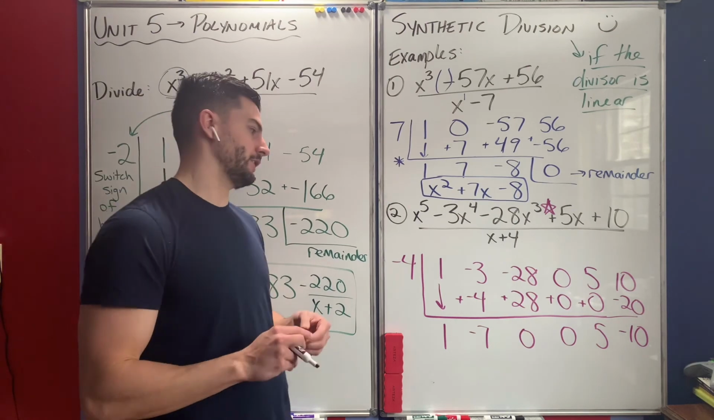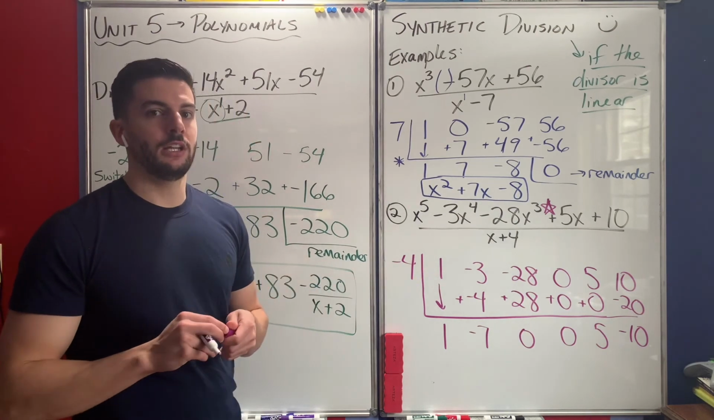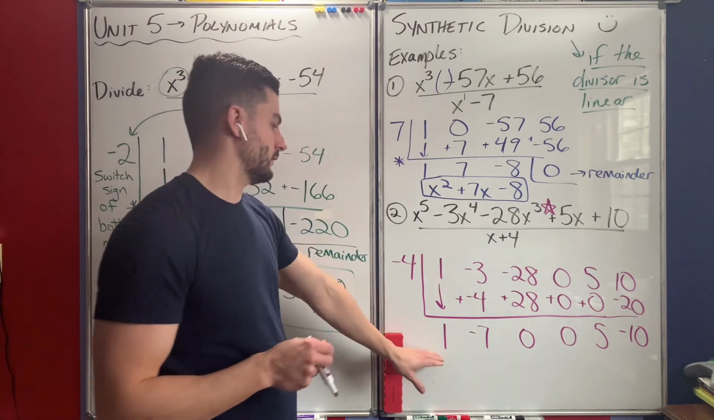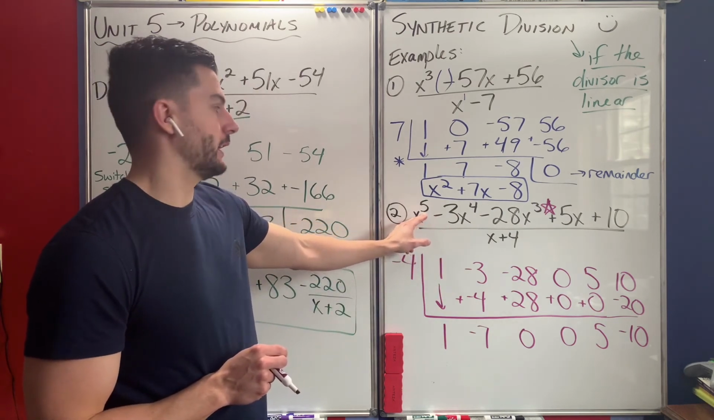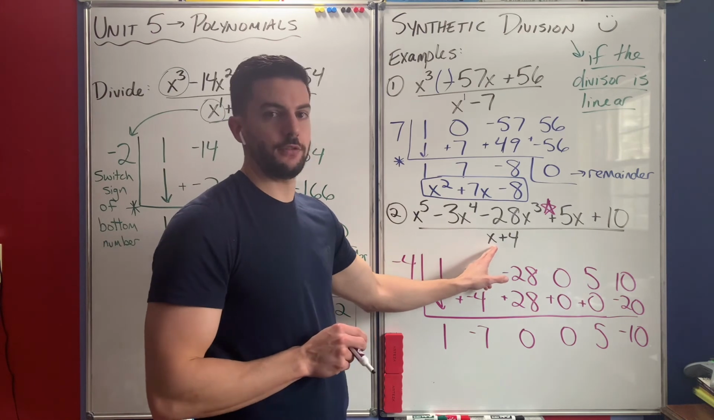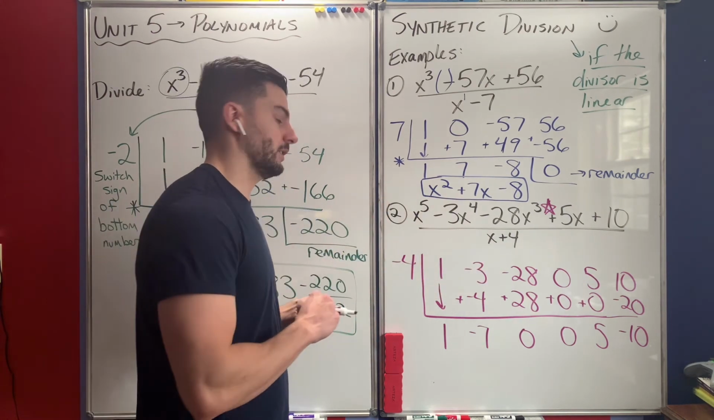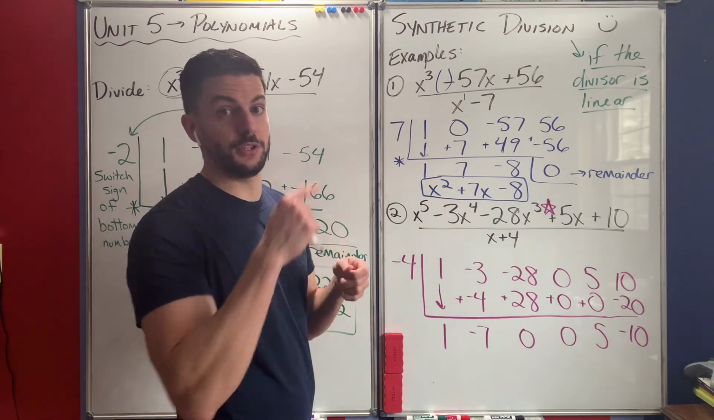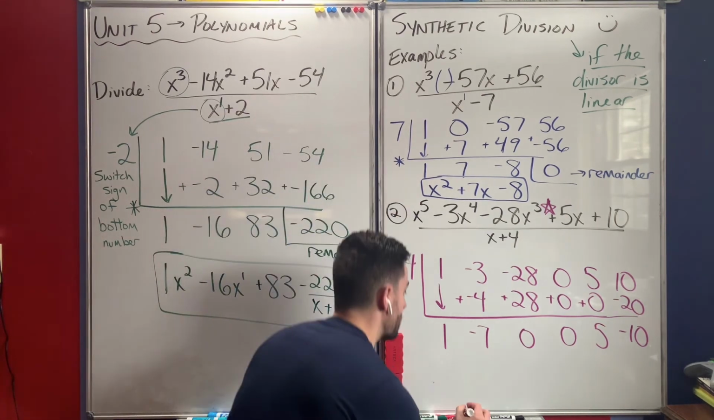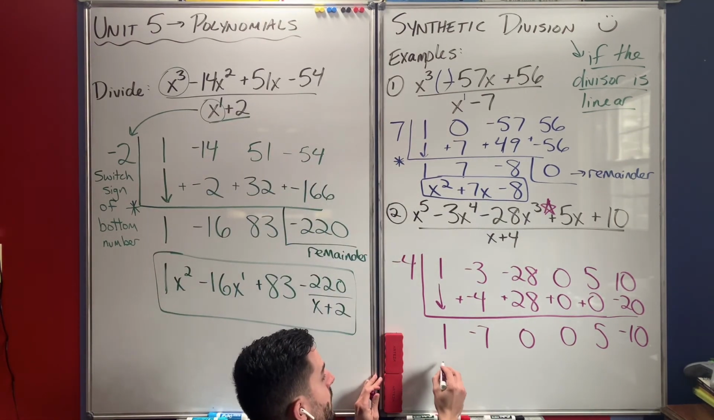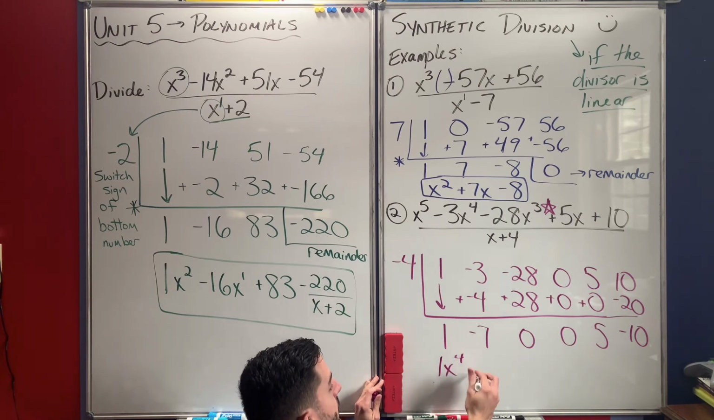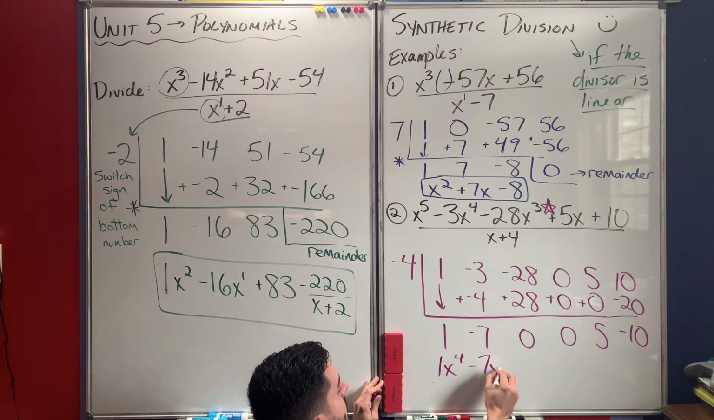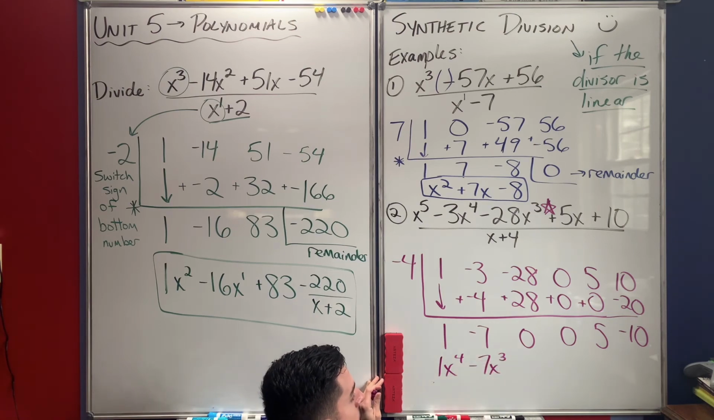Now we have all these values in here. I have a couple zeros, but let's break down what this is going to be like in my answer. So x to the 5th, and I divided by x to the 1st. So the degree on my first variable is going to be a 4. So my answer is going to be 1x to the 4th, and then I go down the line from there, minus 7x cubed.